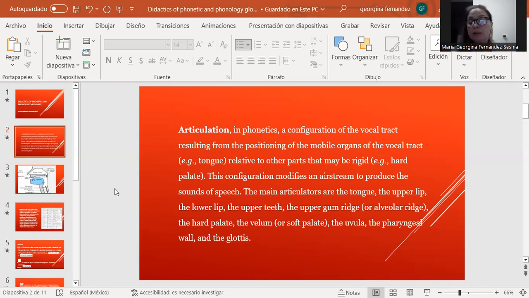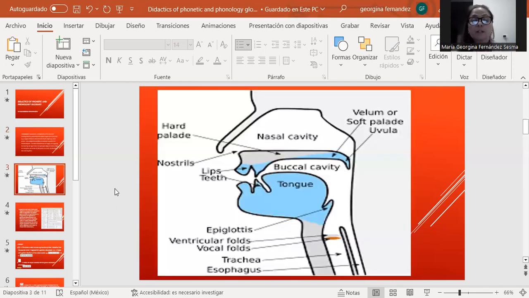The main articulators are the tongue, the upper lip, the lower lip, the upper teeth, the upper gum ridge or alveolar ridge, the hard palate, the velum or soft palate, the uvula, the pharyngeal wall, and the glottis. Here's an image of the vocal tract.